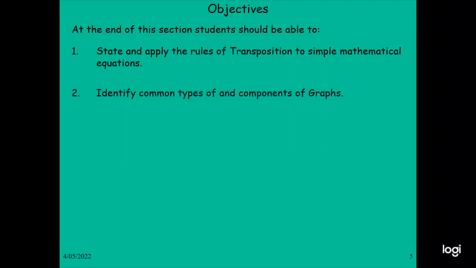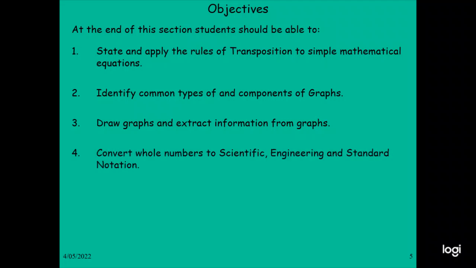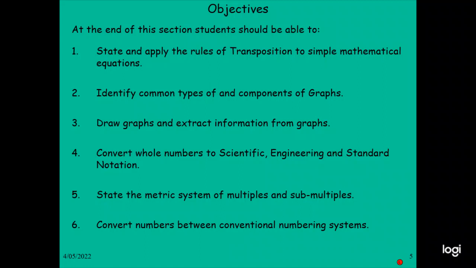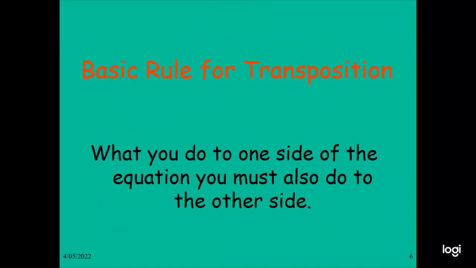So the objective is that we have to apply the rules of transposition to simple mathematical equations, identify the common types of component graphs, draw the graphs and extract information from the graph, convert whole numbers to scientific, engineering and standard notation, state the metric system multiples and sub-multiples, and convert numbers between the conventional numbering systems. This is the rule of transposition.